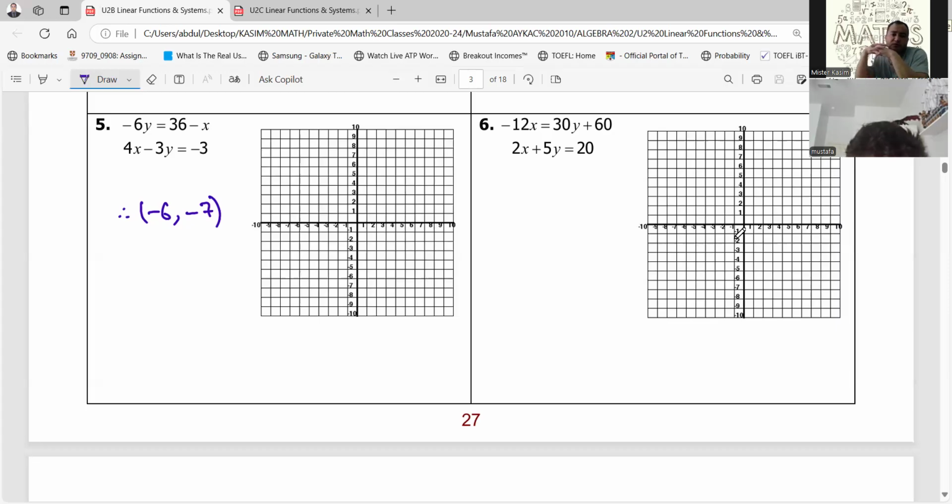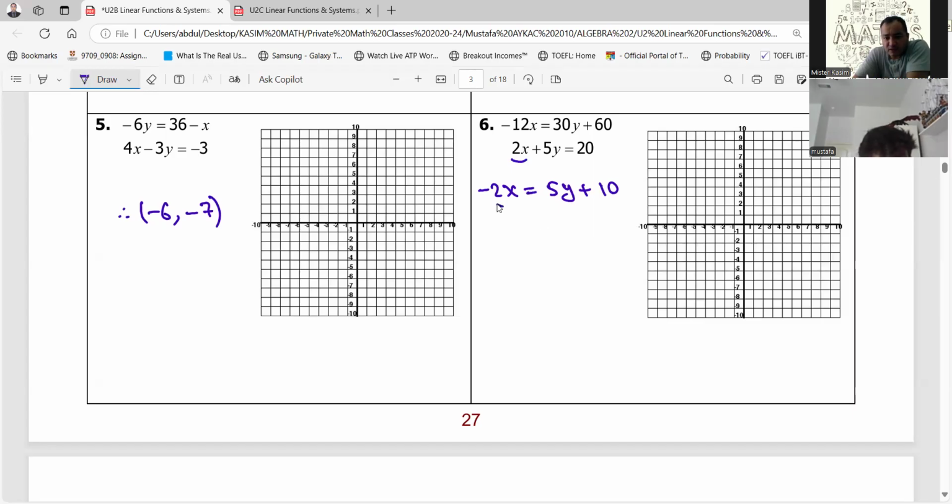If you look at the first equation, negative 12, 30, and 60, all of these numbers are divisible by 6, right? So simplify the first equation. You see, when you simplify, it really speeds up your solution. Divide by 6. So here we have negative 2x equals, divide by 6, 5y, and 60 divided by 6 is 10. Plus 10. You see now I have 2x here.